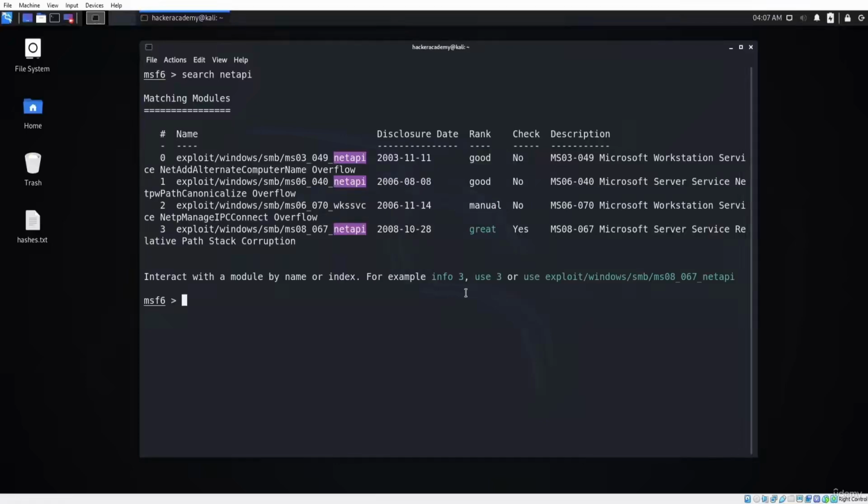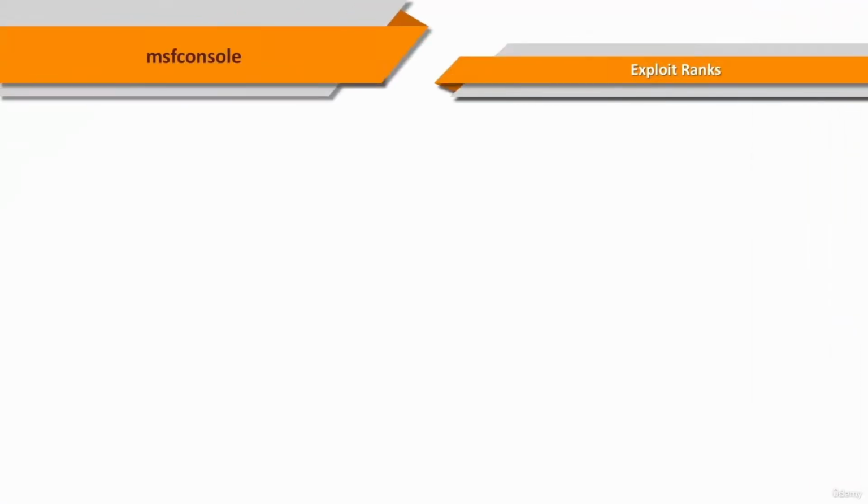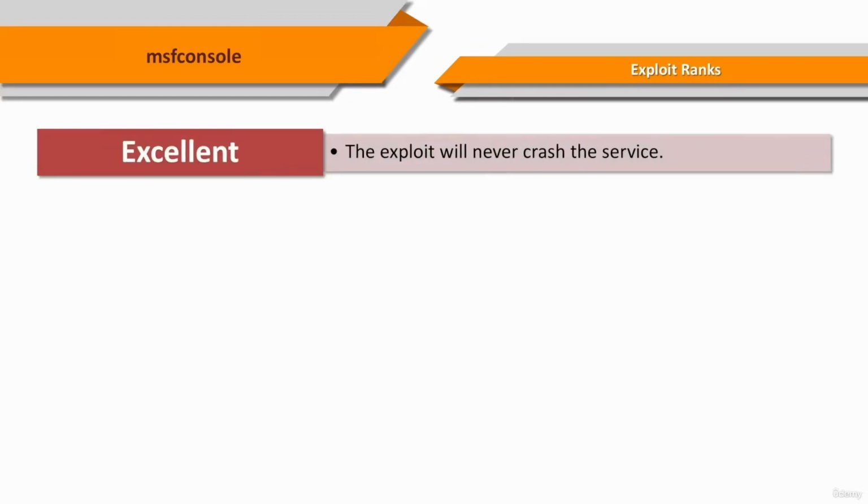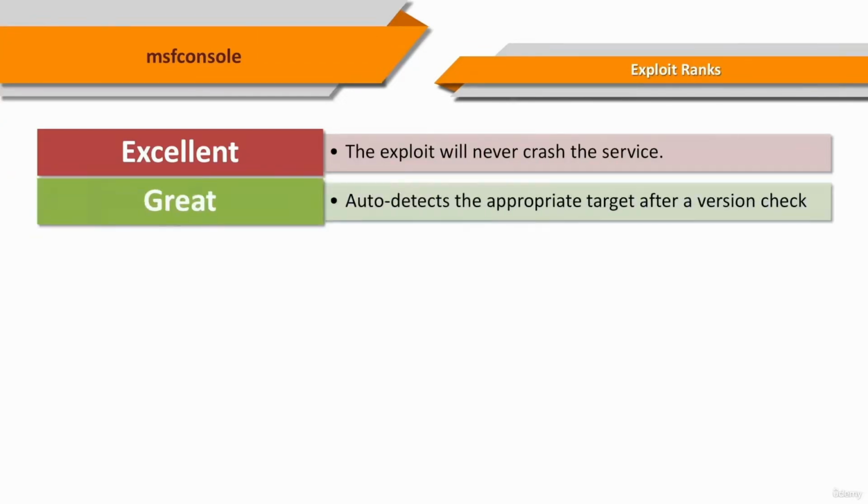Since the names of the other columns explain themselves, let's talk about the ranks. In Metasploit framework, the exploits are ranked to help us select the appropriate exploit. Here are all the ranks and their meanings. Starting off with excellent. The exploit will never crash the service. This is the case for SQL injection, CMD execution, RFI, LFI, etc. No typical memory corruption exploit should be given this ranking unless there are extraordinary circumstances.